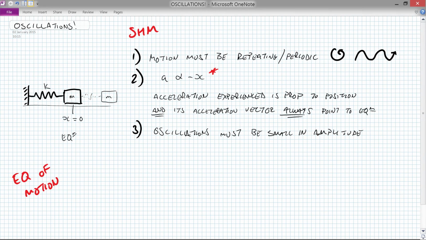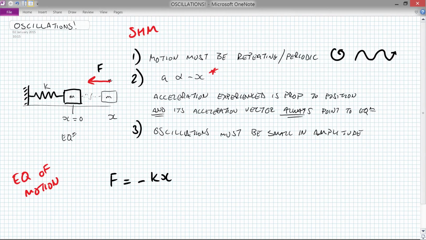So let's consider stretching this mass to a position at x, and let's consider the forces acting on it. So we said frictionless surface, the only force acting on it is going to be due to the spring, and we know that that force F is just due to Hooke's law. So we've got F is equal to minus kx.